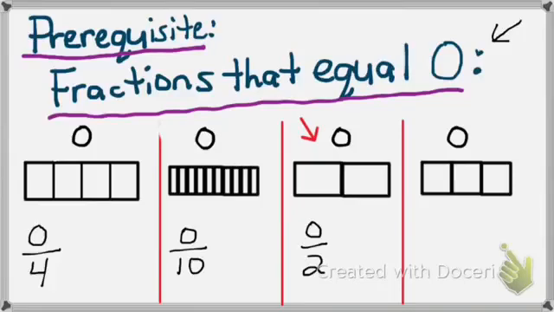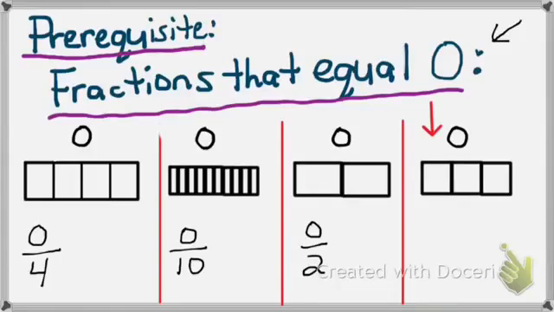Let's take a look and see if we notice something about all of these fractions. 0 halves equals 0, 0/10 equals 0, 0/4 equals 0. What do you notice about all of these fractions? Anytime the numerator is 0, the fraction is equal to the whole number 0. It means nothing.